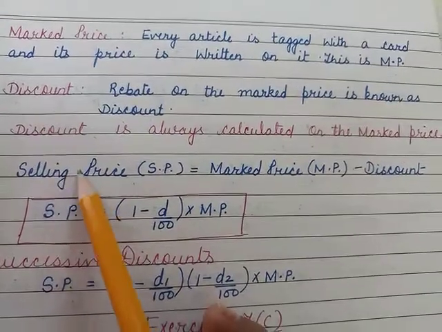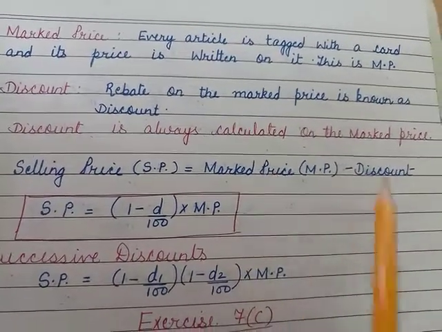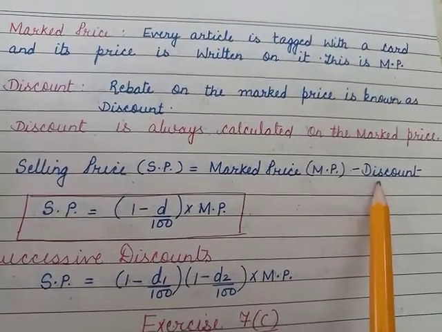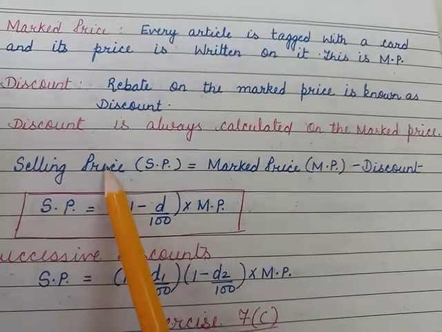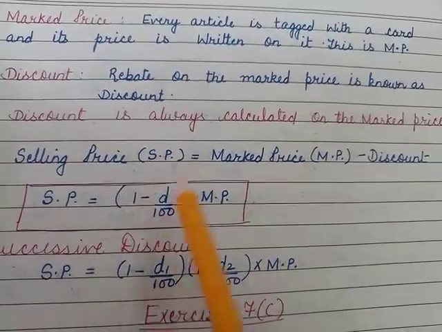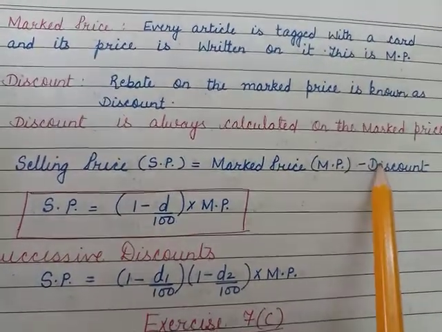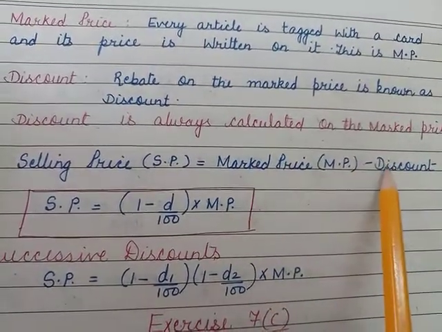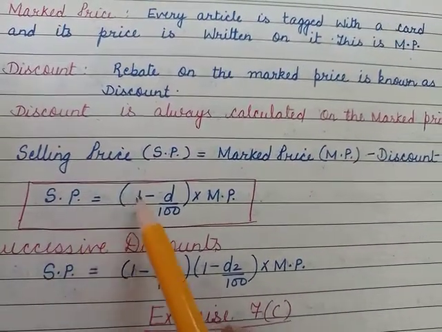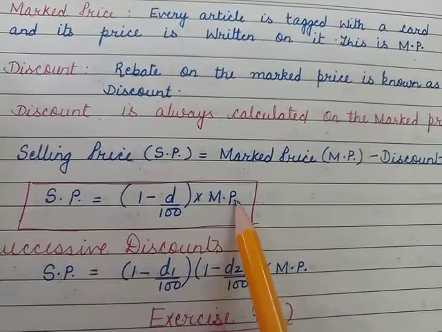Then we talk about the selling price. The price was marked something else, but as a discount was there, the price is going to be less. So the lesser price is mark price minus discount. Or instead of finding the discount separately and then subtracting it, we can use the formula. The formula of selling price is (1 minus discount upon 100) into mark price.